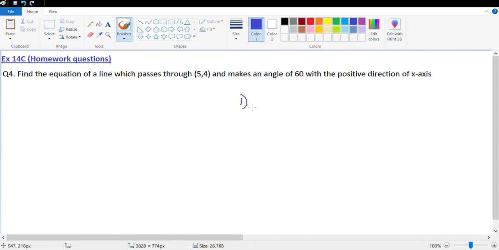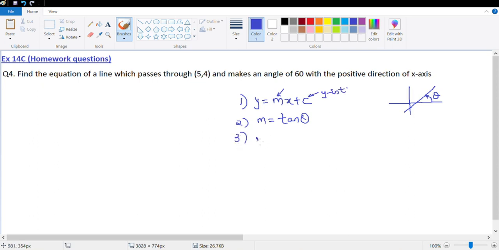So point number one was the standard equation of a straight line is y is equal to mx plus c. We can calculate m, which is the slope, using two formulas. One is m is equal to tan theta, where theta is the angle made by the line with the positive side of the x-axis in an anti-clockwise manner. In this case, this is theta. And c is the y-intercept.